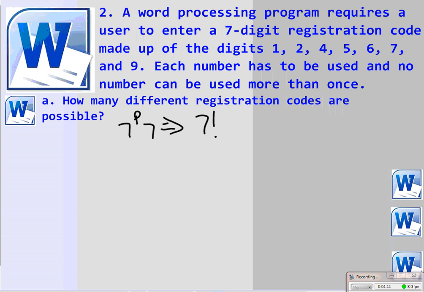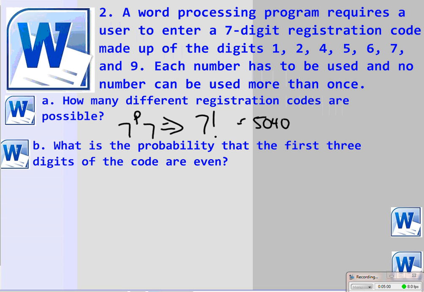So it's 7 times 6 times 5 times 4 times 3 times 2 times 1, which is 5,040. So there's 5,040 ways to do that. What's the probability that the first 3 digits of the code are even? Okay, so how many even numbers do I have? I have 2, 4, and 6.